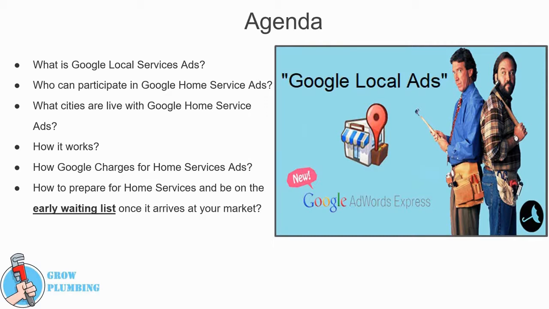Sometimes they're called Google Home Services. They changed the name about 6 months ago. I think that was getting a little bit confused with the Google Home, which is the Alexa competitor. It's that thing that sits on your counter or in your bedroom or wherever, and you can actually talk to it. So they changed it from Google Home Services Ads to Google Local Services Ads.